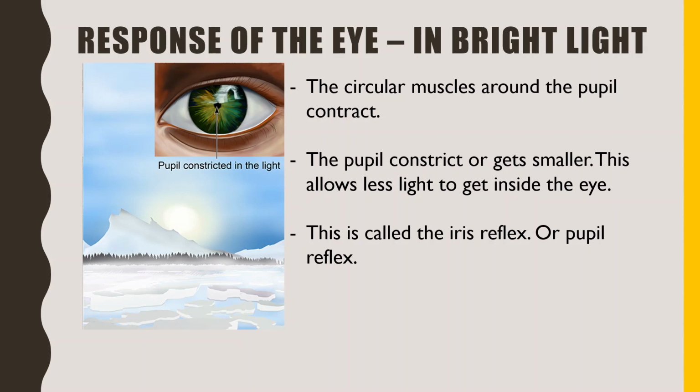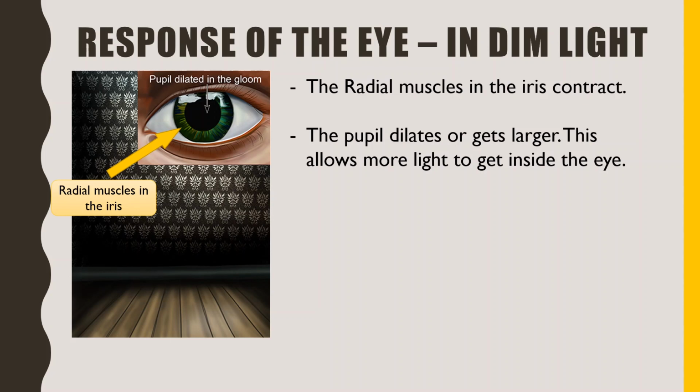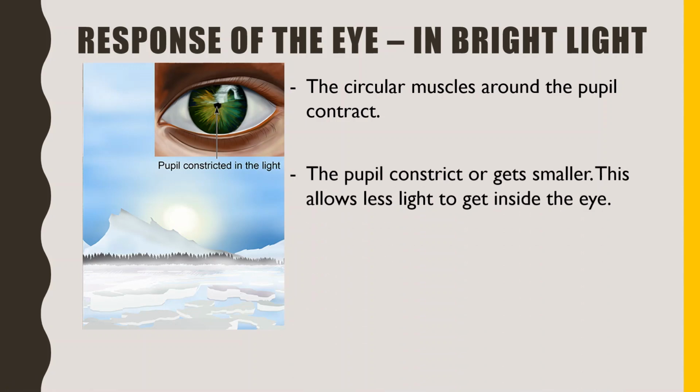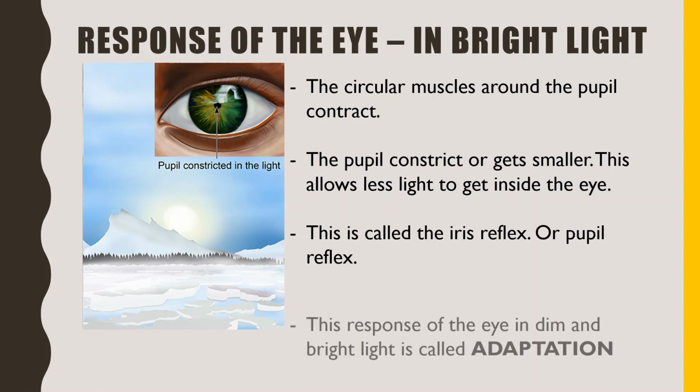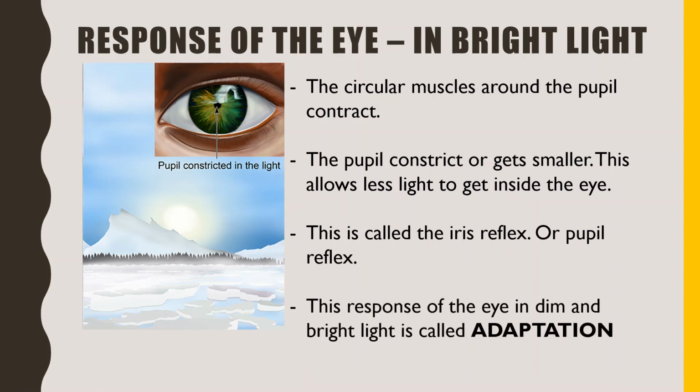So what is the response of the eye? When there is a dim light, the size of the pupil is big, and when there is more light, that is bright light, the size of the pupil is small, right? So this is all about the pupil. And as I told you, this response of the eye in dim and bright light is called adaptation. This particular process of the pupil dilating and contracting through the iris is called adaptation.